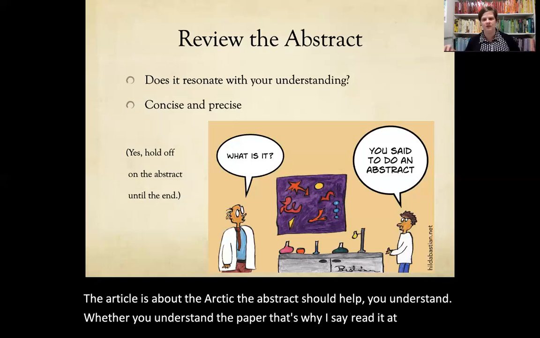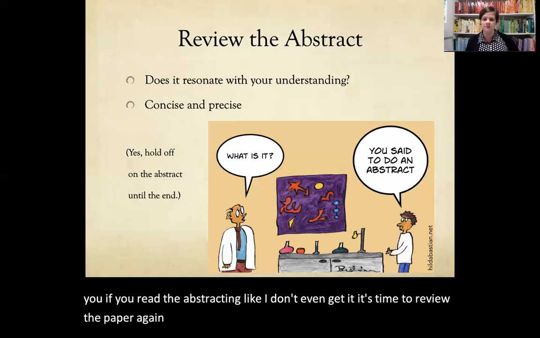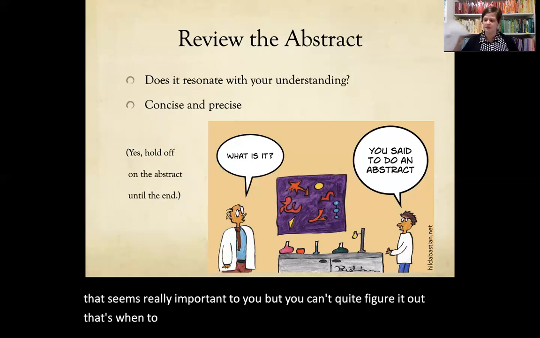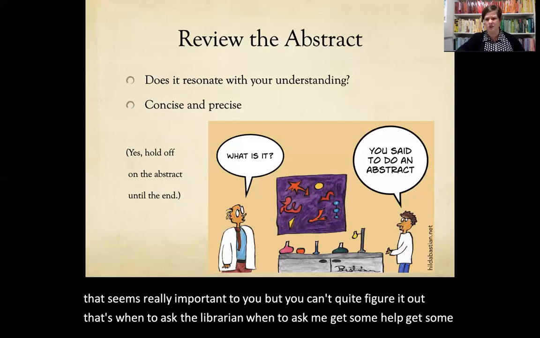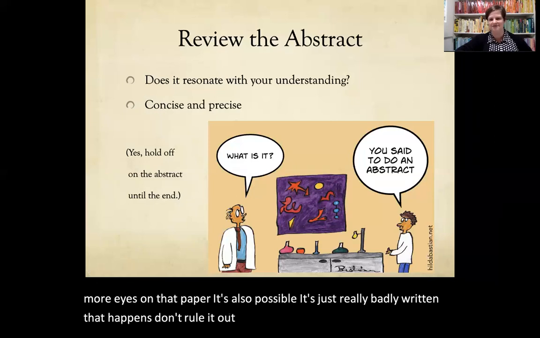If you read the abstract and you're like, I don't even get it, it's time to review the paper again. And if you're running into this problem with a paper that seems really important to you, but you can't quite figure it out, that's when to ask the librarian, when to ask me. Get some help. Get some more eyes on that paper. It's also possible it's just really badly written. That happens. Don't rule it out. But get another set of eyes on it.